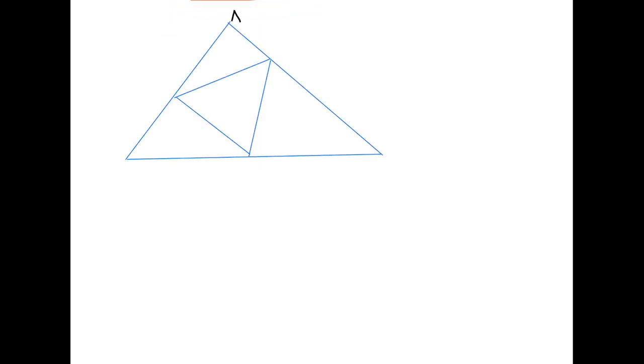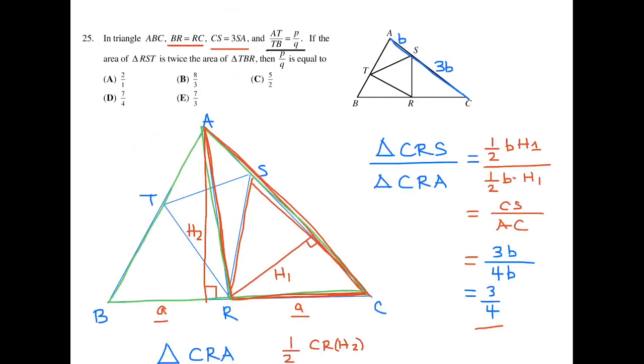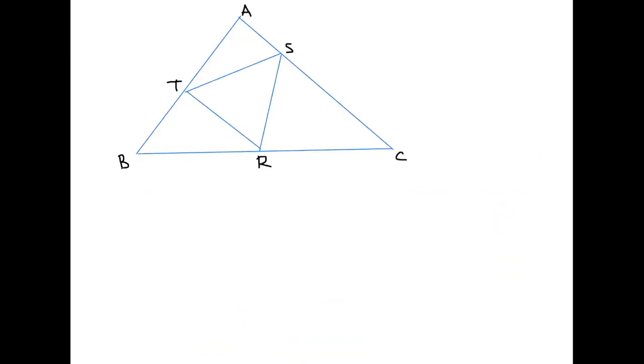So to avoid making the diagram too messy, I'm going to draw this triangle again. A, C, R, B, T, S. And recall the question tells us that AT over TB is equal to P over Q. So that's important. So AT over TB is P over Q, like that.